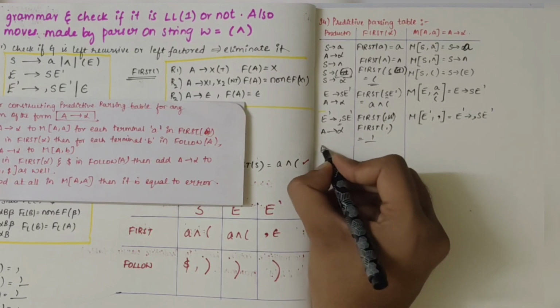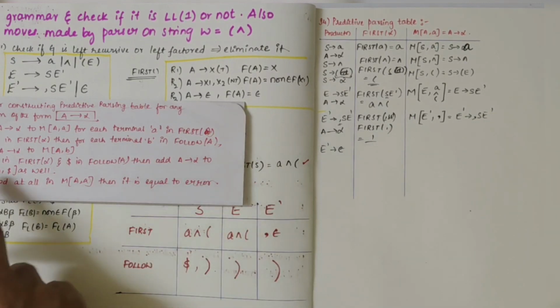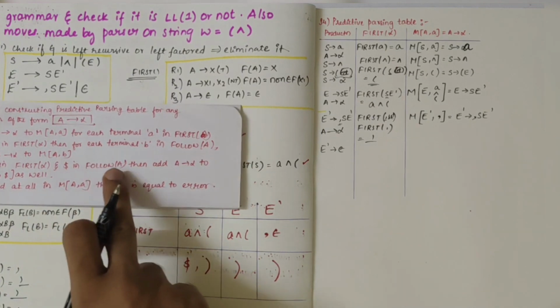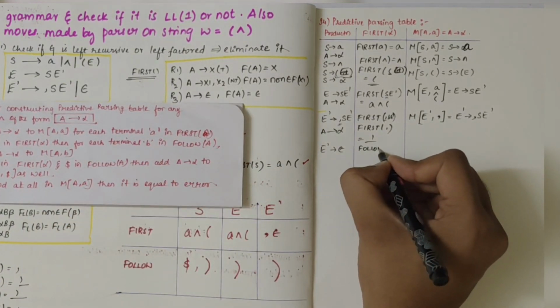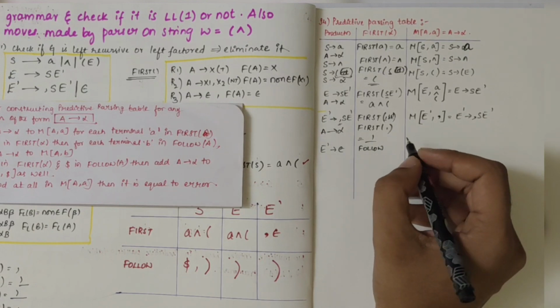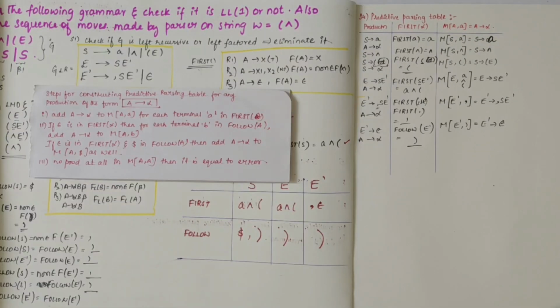Moving on to the last production, that is E' derives epsilon. If E' is deriving epsilon, then we need to consider follow of A. So follow of A. So here PPT. So let's construct a table now.